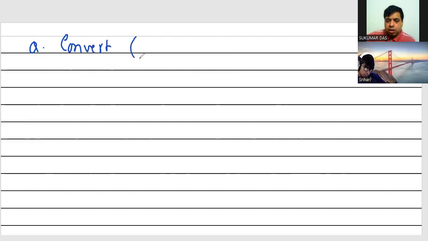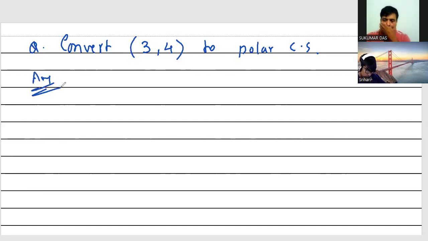Now do this one. Convert 3, 4 to polar coordinate system. After this, we will look into polar equations, what those equations mean, and what the equivalent equations in Cartesian are. Okay, so tell me.